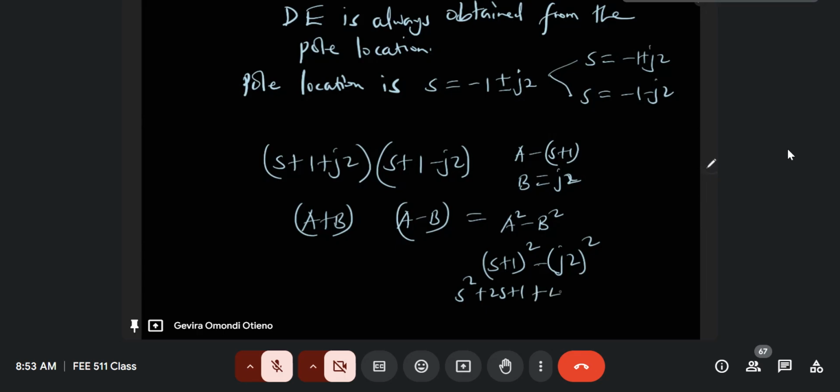So it should be plus 4. So this is basically s squared plus 2s plus 5. Anyway, you can do whichever way you want to solve it. I just saw that as a quick way.